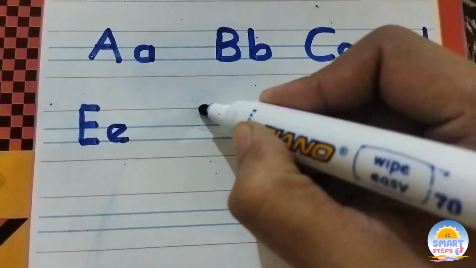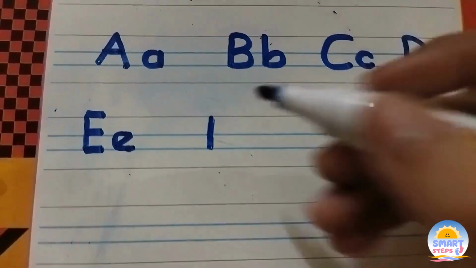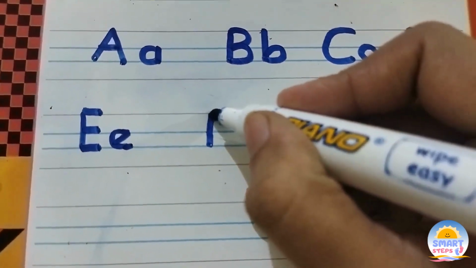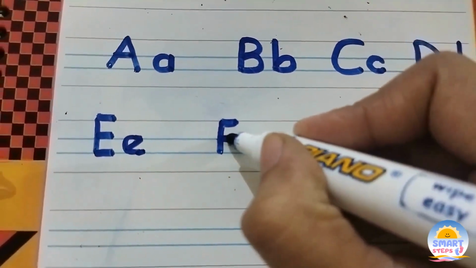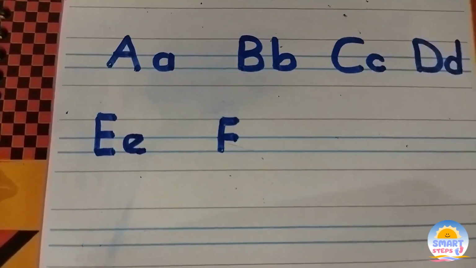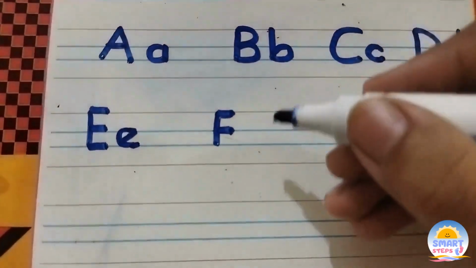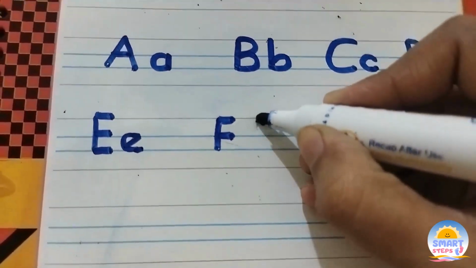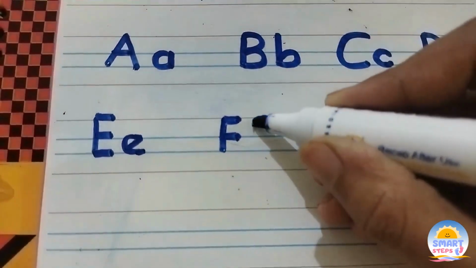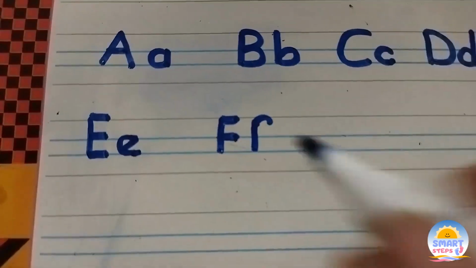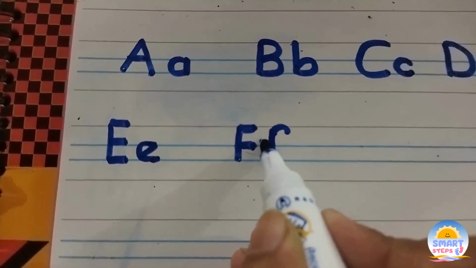F, a standing line from top to bottom, a little sleepy line on the top, another sleepy line in the middle. Lowercase f, a curve on the top, standing line from top to bottom and a sleepy line in the middle.